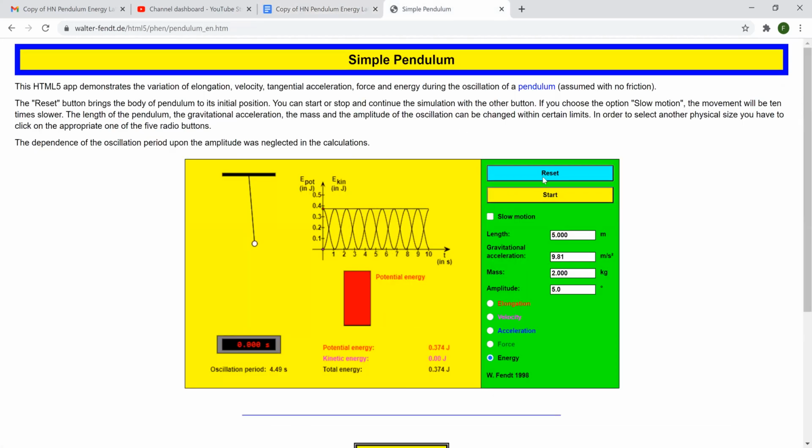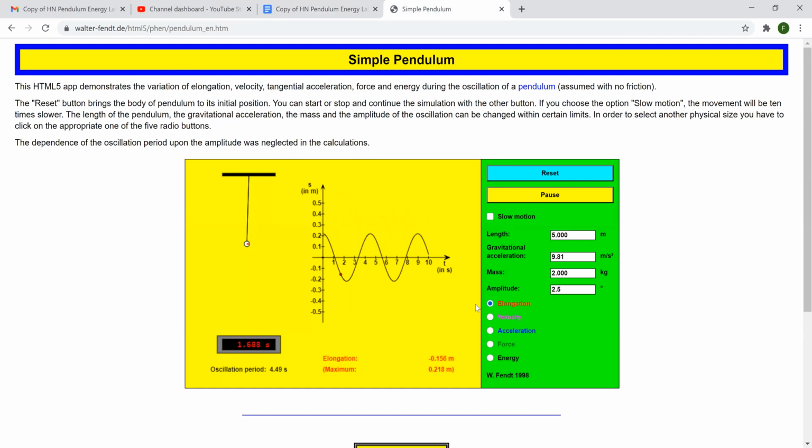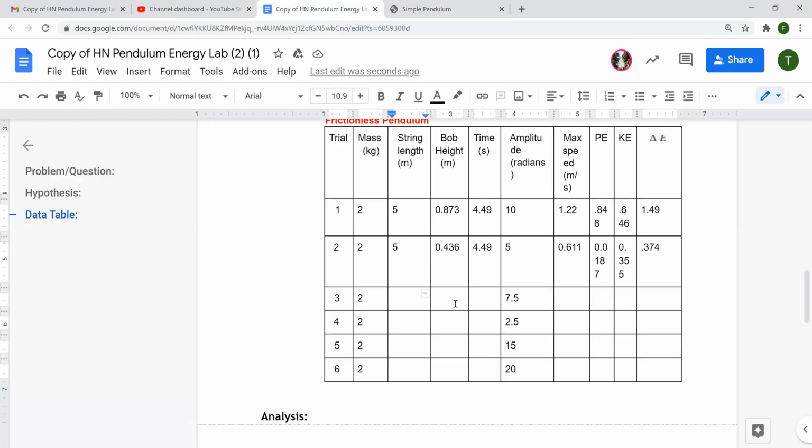So I'm going to reset. I'm going to change the amplitude to 2.5, and then I'm going to start it again. So the oscillation period is still 4.49 seconds. Really not sure why that isn't changing. The maximum bob is 0.218.